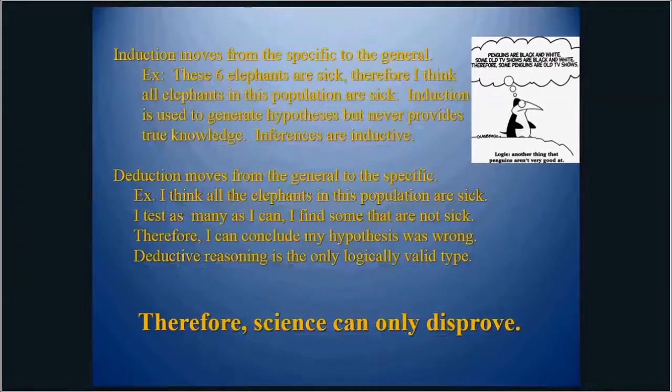You use inductive reasoning to form your hypothesis, and then you're going to use deductive reasoning to test your hypothesis in order to show whether or not your hypothesis is supported or rejected. Deductive reasoning, or deduction, moves from general to specific. I think all elephants in the population are sick, therefore I'm going to test as many as I can, and I find that they're not all sick, so I can conclude my hypothesis was wrong. And deductive reasoning is the only logically valid type. Therefore, science can only disprove.